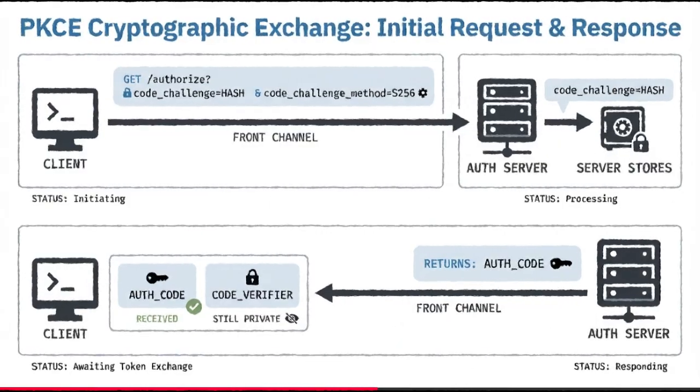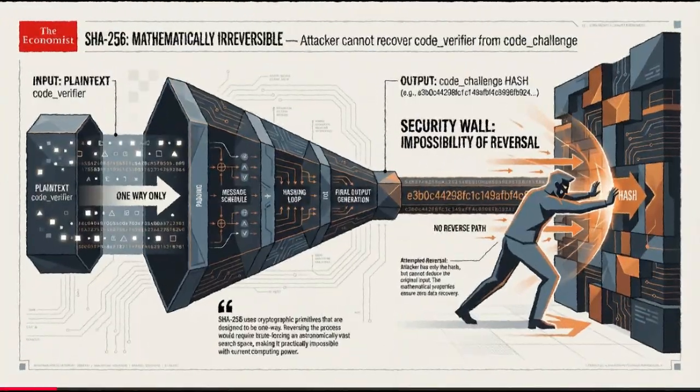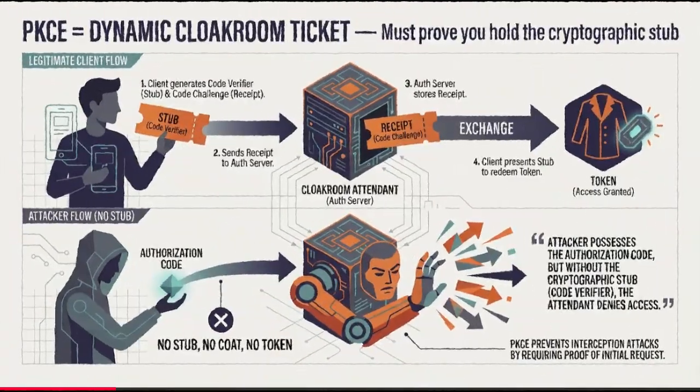The sequence diagram illustrates the authorization server computing the SHA-256 hash to eliminate authorization code injection attacks. During the back-channel token request, the client submits the original plaintext code verifier. The authorization server independently applies the SHA-256 hash to this plaintext verifier and compares the result against a previously stored code challenge. An intercepting attacker who manages to steal the authorization code in the front channel lacks the dynamically generated plaintext verifier. Because SHA-256 is a mathematically irreversible one-way function, the attacker cannot reverse engineer the verifier from the challenge. The token exchange fails, rendering the stolen code useless.